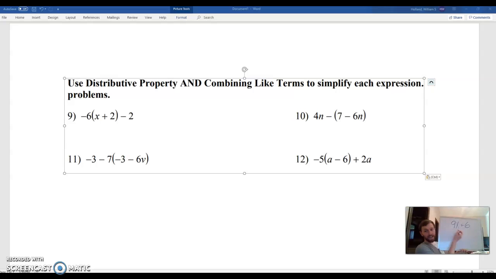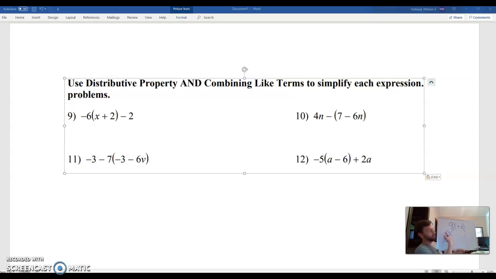So I'm going to look at the 9x and the positive 6, and I'm going to think to myself, what can I divide out of each of these terms? What do they have in common? What is the greatest common factor? When I think about that, I think about the fact that 3 will divide into 9, and 3 will also divide into 6. So I'm going to divide these both by 3. So I'm going to create my parentheses.